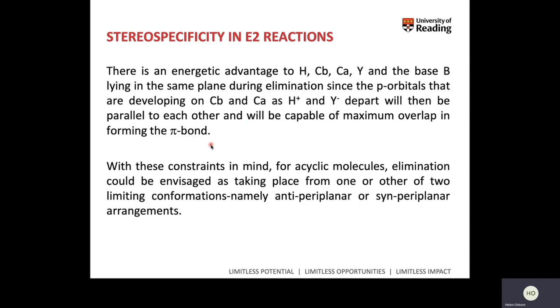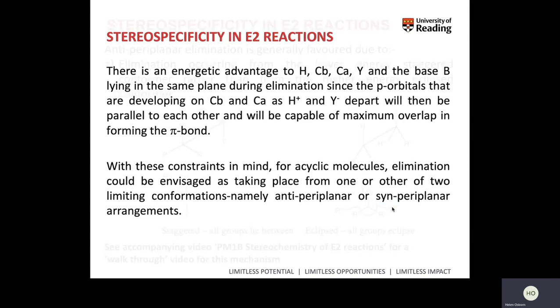That will give maximum overlap of the orbitals, which means the formation of the pi bond is pretty straightforward. So when we think about the elimination, we have to think how these particular groups, the CB, the CA, the H plus, the Y minus and the base, can actually be orientated so that they are in the same plane. And there are two ways that we can do that. They could be anti to each other, but in the same plane, or they could be syn to each other.